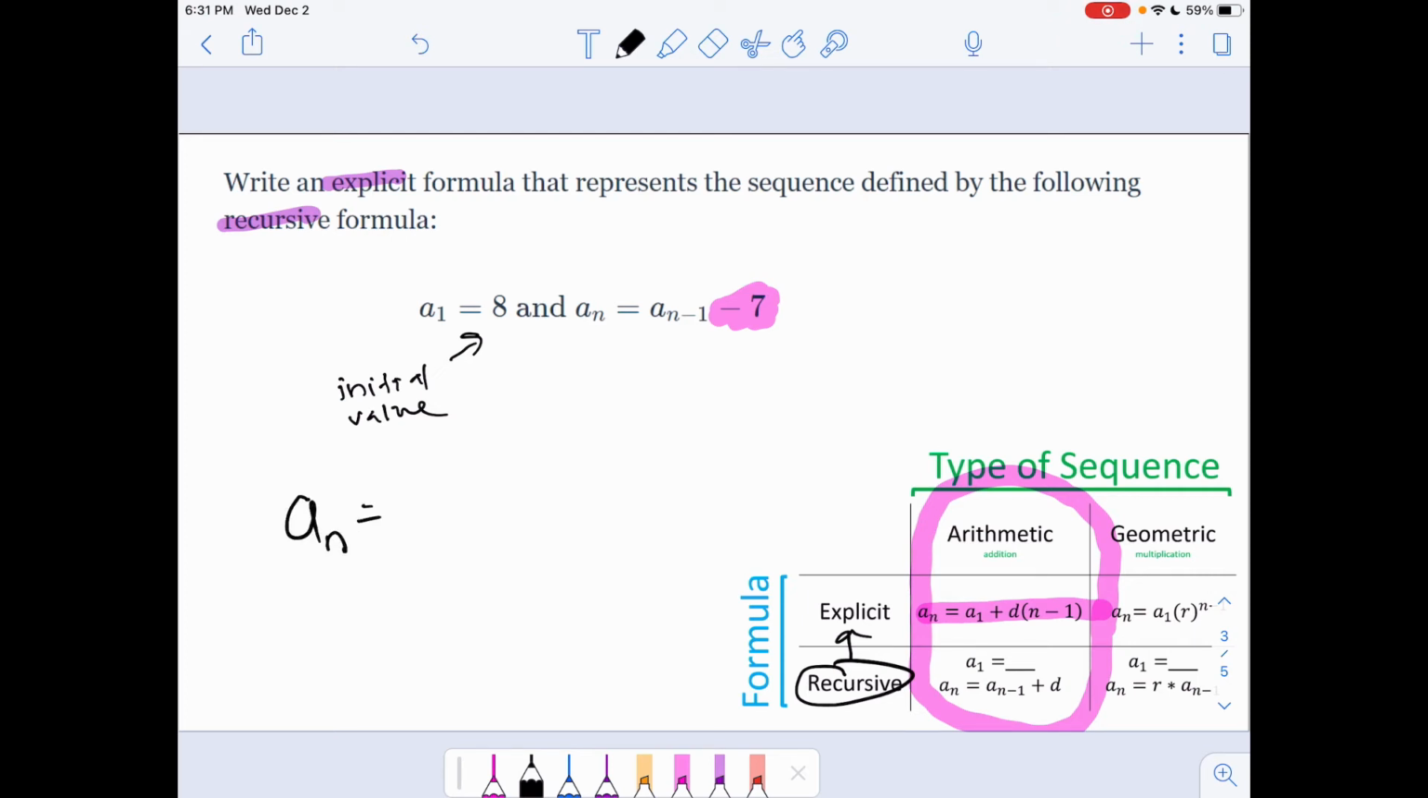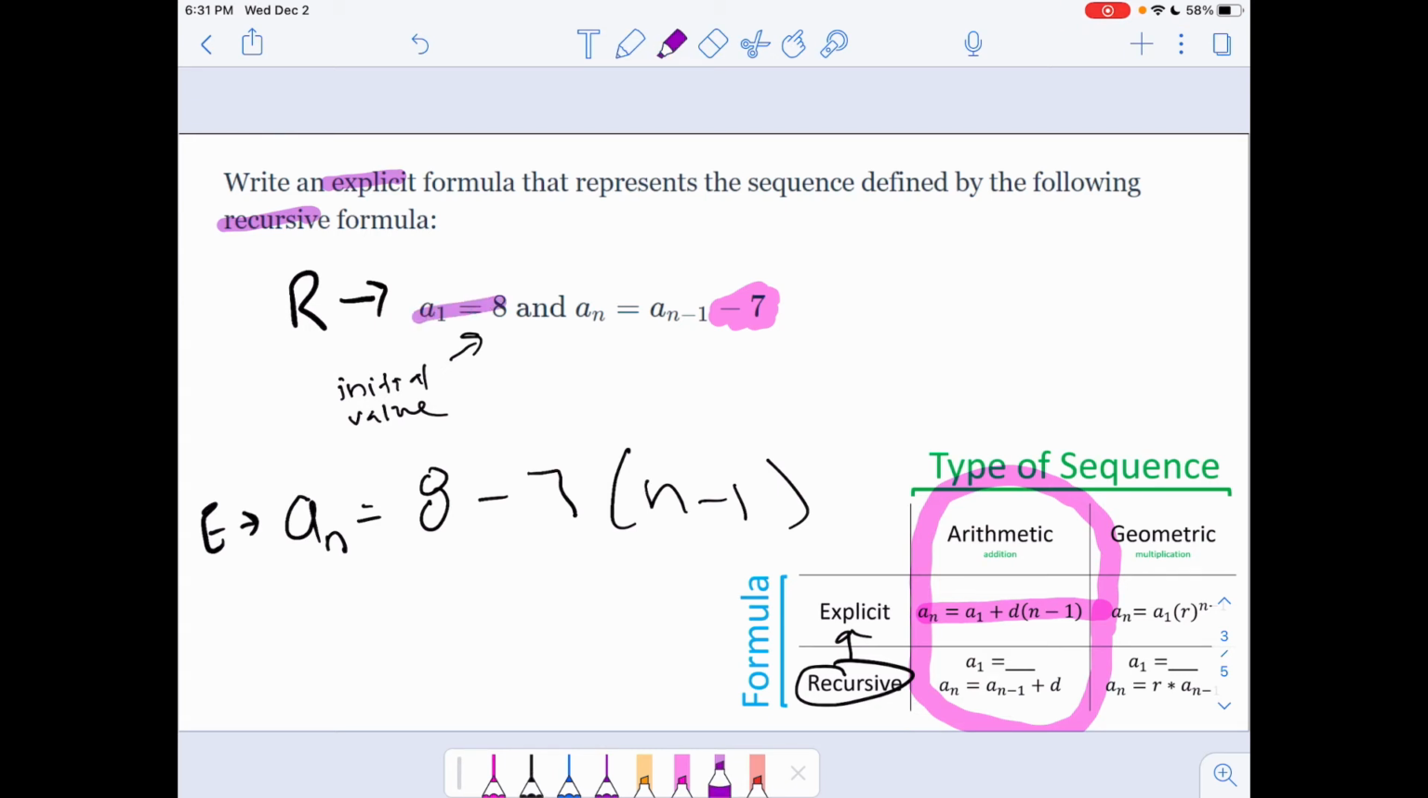I'm going to take my initial value. I'm going to take my pattern and minus 1. And there we go. That was all we had to do to convert from recursive to explicit. The recursive formulas are written in two pieces, and the explicit formulas are written in one piece.